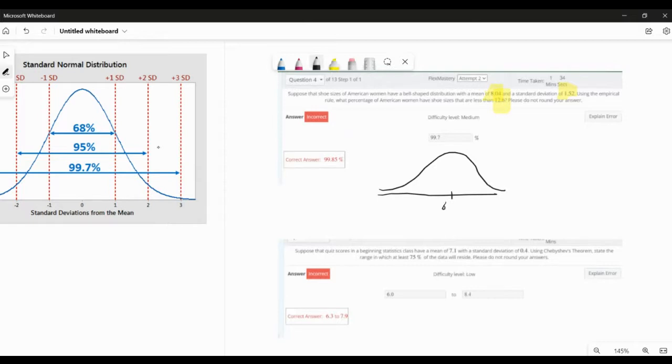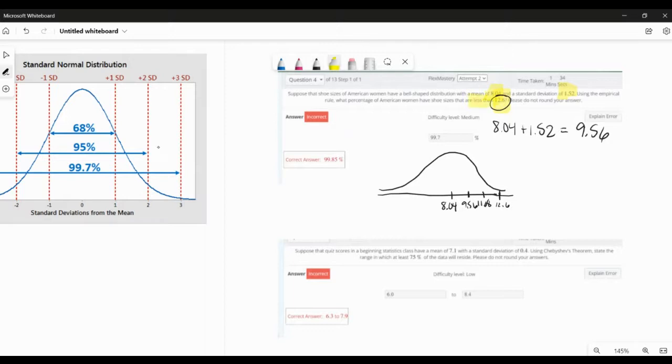All right, my mean is 8.04. What I'm going to do is add 1.52 until I get to 12.6. So my first standard deviation away is 9.56. Then I'm going to add it again, and I get 11.08. And then I'm going to add it again, and I'll get 12.60. All right.